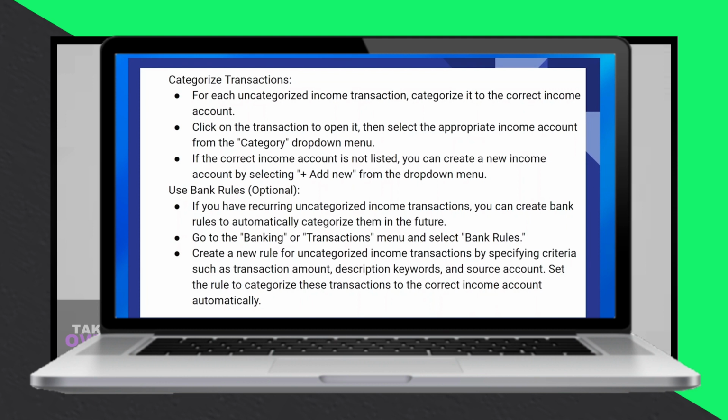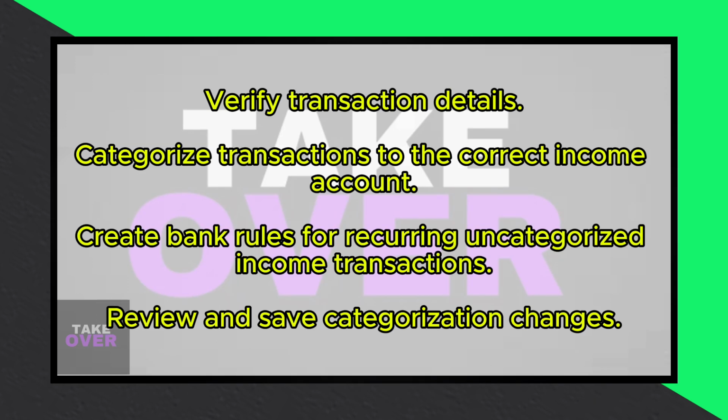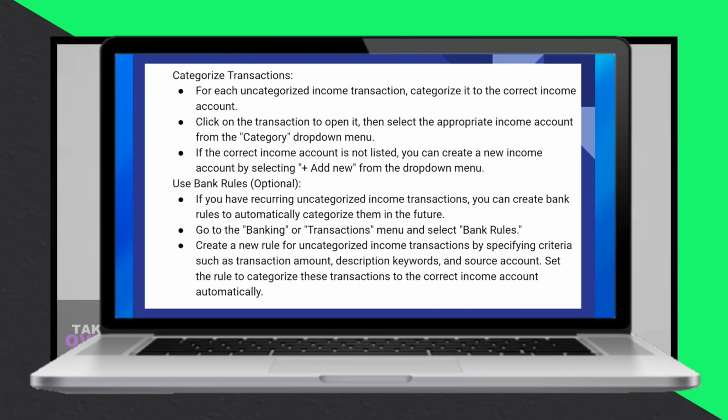from the drop-down menu. If you have recurring uncategorized income transactions, you can create bank rules to automatically categorize them in the future. Go to the Banking or Transactions menu and select Bank Rules. Create a new rule for uncategorized income transactions by specifying criteria such as transaction amount, description keywords, and source account. Set the rule to categorize these transactions to the correct income account automatically.